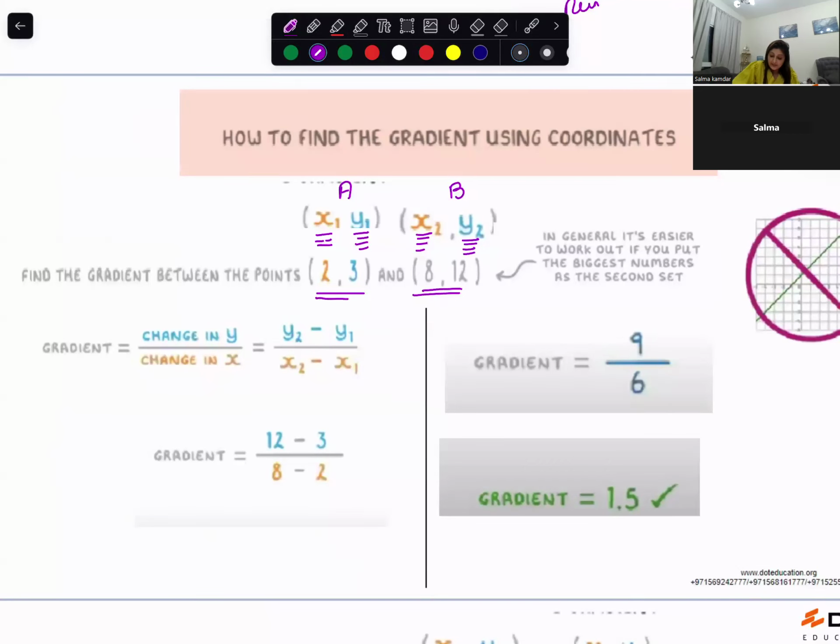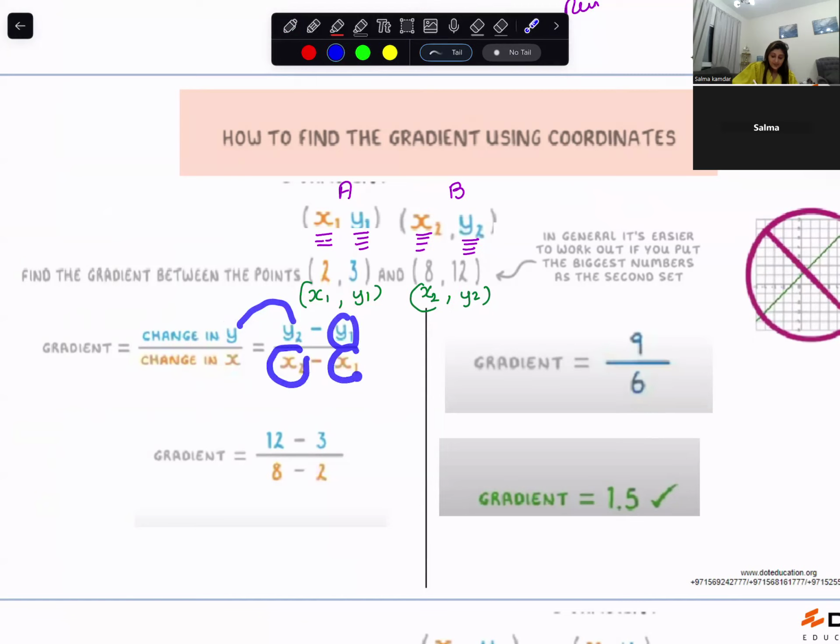It is easier to work out if you put the bigger number in the second set. So if I see my bigger number is over here, I will put it in my second set. So over here I would say this is x1, this is y1. Here this is x2 and this is y2. If I find out the gradient of my line, it is change in y over change in x. Change in y is y2 minus y1. Change in x is x2 minus x1.